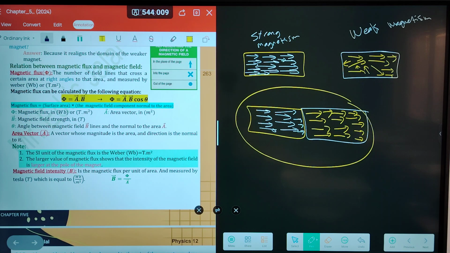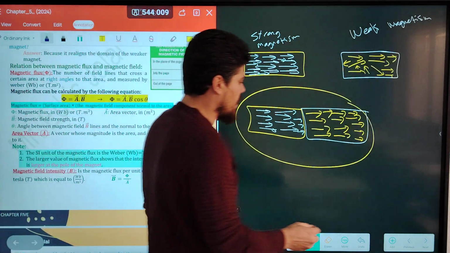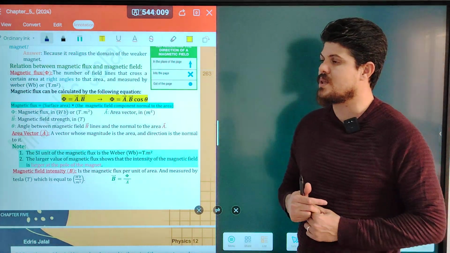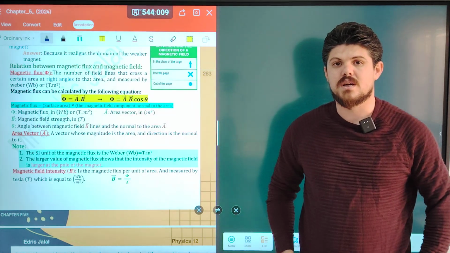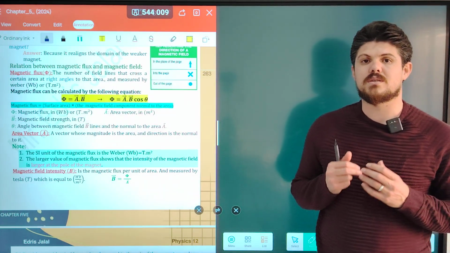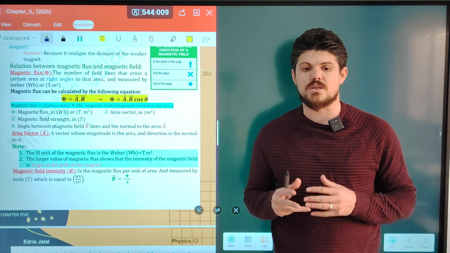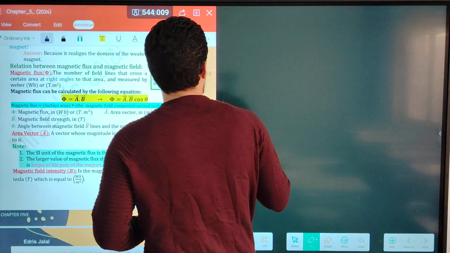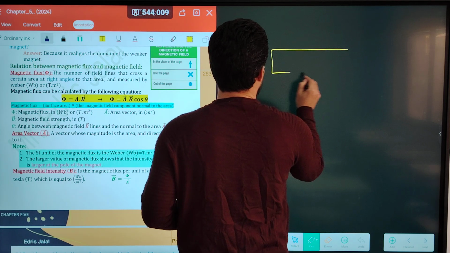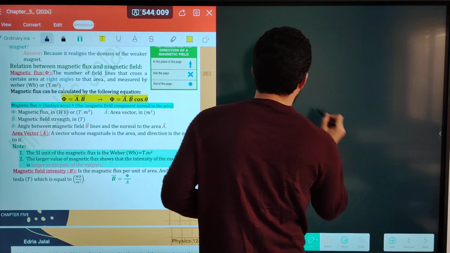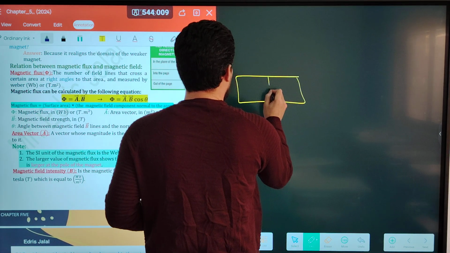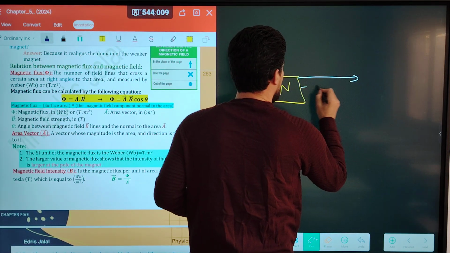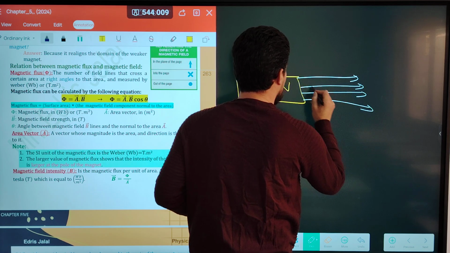Relation between magnetic flux and the magnetic field. This is very important, guys. Students sometimes struggle between the magnetic field and magnetic flux, which is why they have a problem in chapter 6. In chapter 6, it's very important to distinguish between the magnetic field and the magnetic flux. Magnetic field, as we studied, assume that this is a bar magnet. These are the field lines.